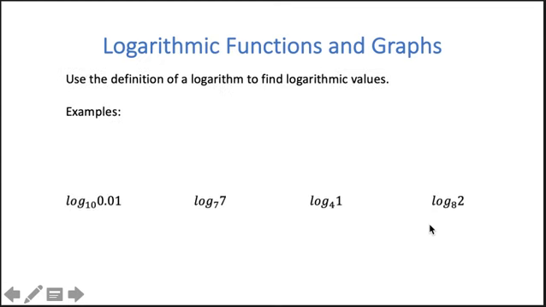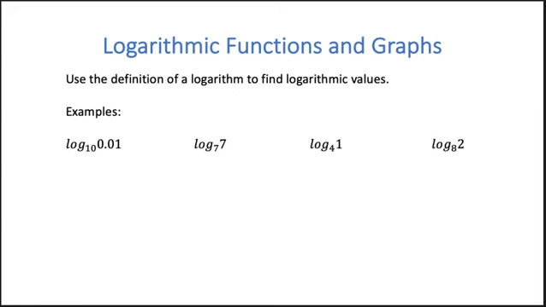Let's look at another few examples. Here I've given you 4 examples. The first one is the log base 10 of 0.01, or 1/100th, the log base 7 of 7, the log base 4 of 1, and the log base 8 of 2. I always like to convert those to an exponential equation. It helps me to understand what I'm being asked. So this is saying 10 to what power is equal to 0.01? And 0.01, remember, is 1/100th. I'm thinking I'm going to get a negative exponent here, right?